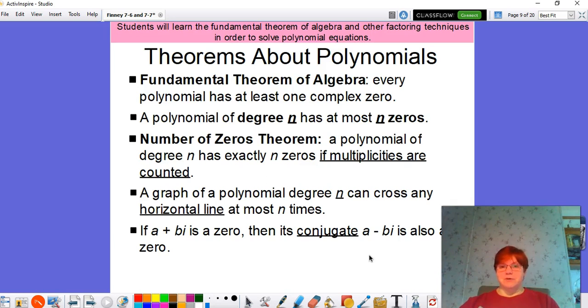If you recall, when you solve with the quadratic formula, it's x equals the opposite of b, plus or minus the square root. That plus or minus tells you that it's one when you add and one when you subtract. That's why if you get a plus bi, a minus bi is also a solution. So we're going to try a couple of these properties.